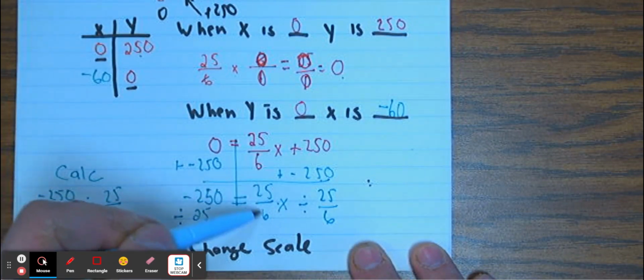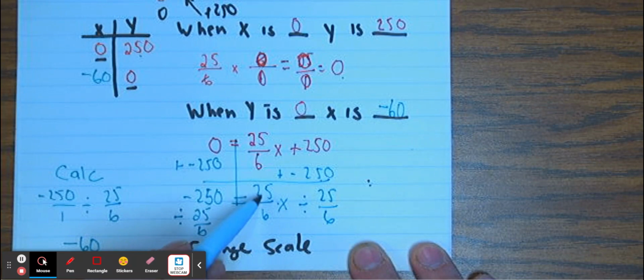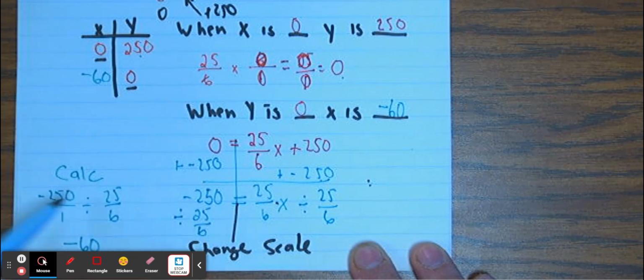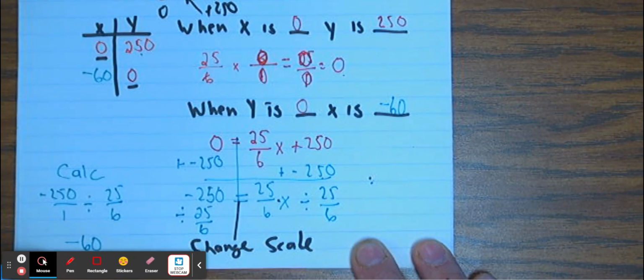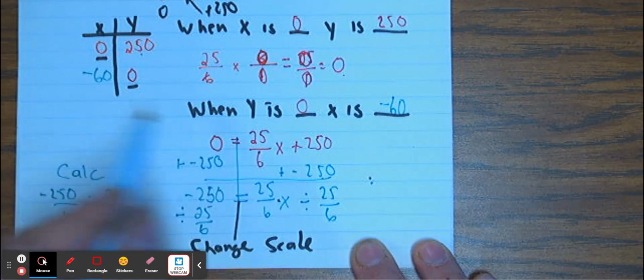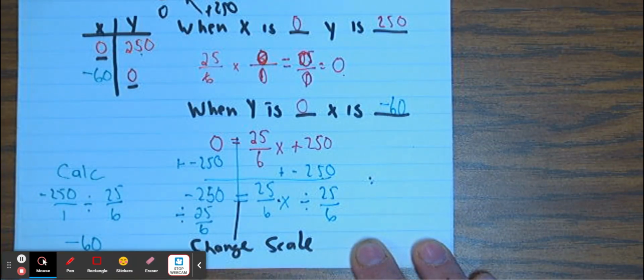So now that I have 25 sixths x equals negative 250, in order to get x by itself, this is being multiplied by x, so I'm going to divide by 25 sixths. I'm going to come over here, negative 250 divided by 25 over 6, do the same thing to both sides. I set it up here. You could do it manually if you wanted to. I just use my calculator, but manually you would get the same answer of negative 60. So that means when y is 0, x is negative 60.